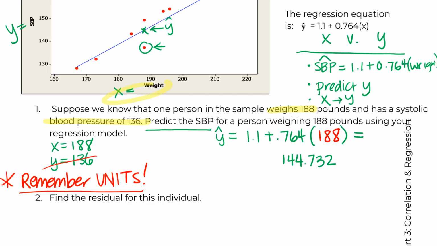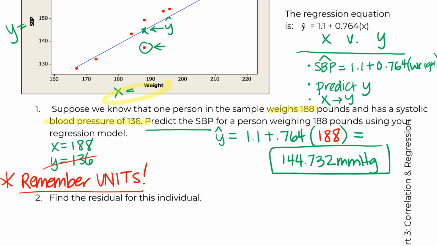So our y hat is all about systolic blood pressure. Unfortunately for this question, I did not tell you what the units of systolic blood pressure are, but they are millimeters of mercury. So on a test, I will always give you what the units are, so that way you are required to put them.